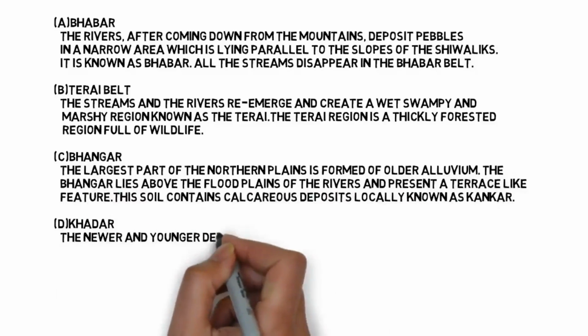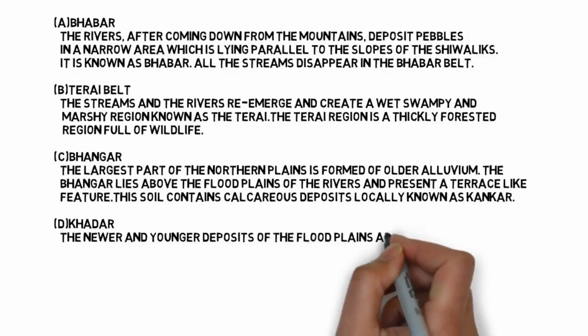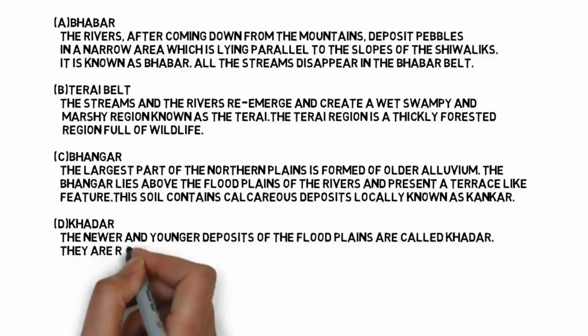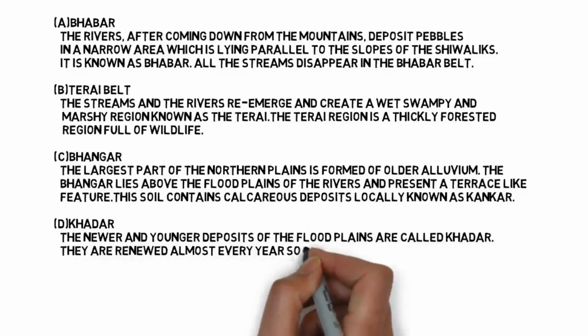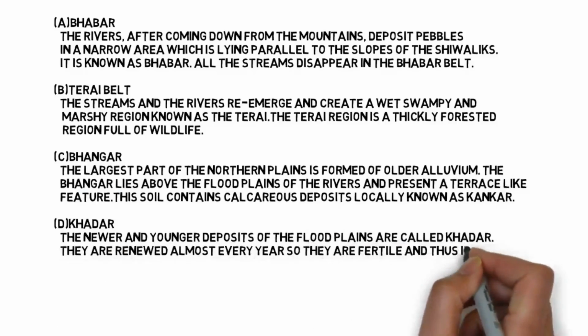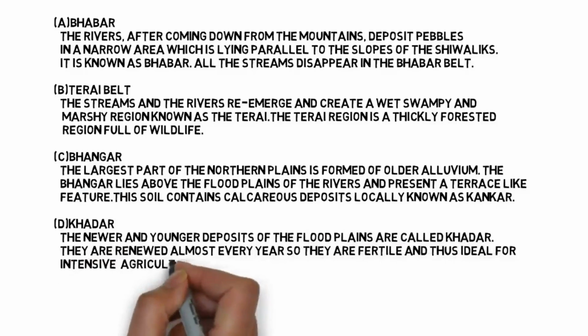Khadar: the newer and younger deposits of the floodplains are called Khadar. They are renewed almost every year, so they are fertile and thus ideal for intensive agriculture.